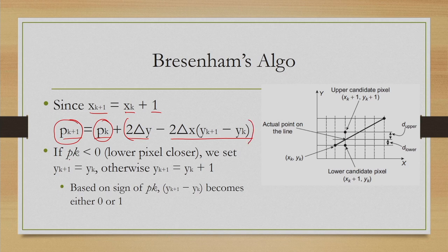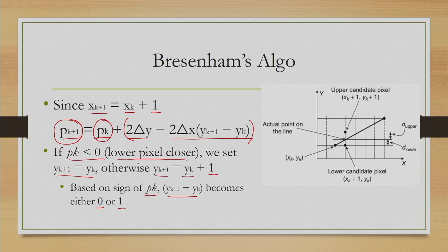Now, if pk less than 0, that is the lower pixel is closer, then we set yk plus 1 equal to yk, otherwise we set yk plus 1 equal to yk plus 1. Thus, based on the sign of pk, this term becomes either 0 or 1.